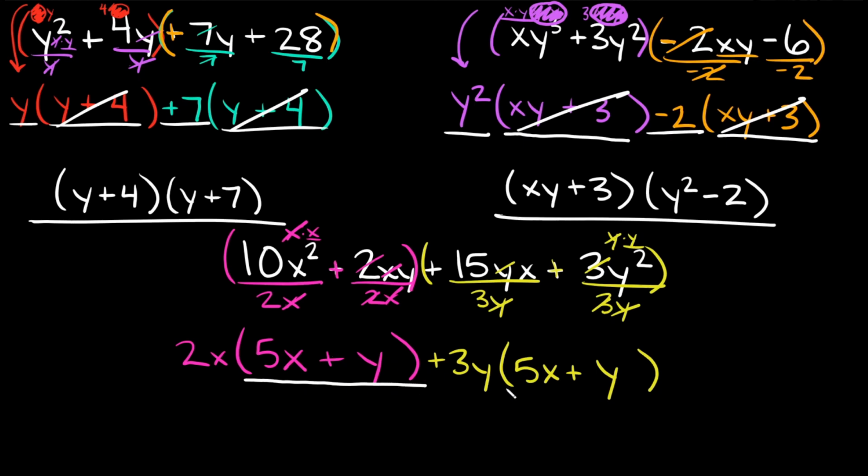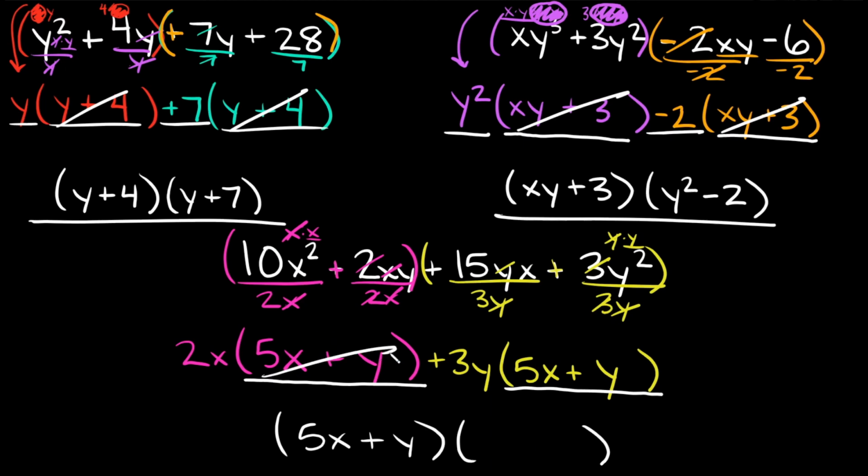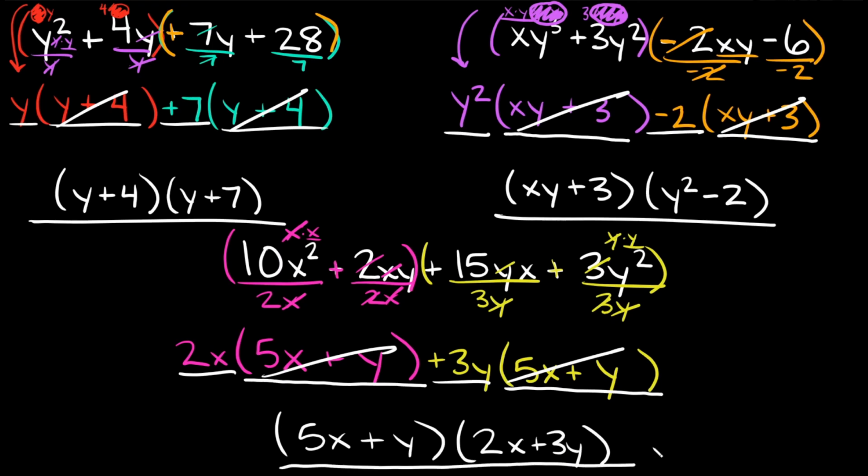So 5x plus y, 5x plus y. That's exactly what we're looking for, that they have the exact same thing. So we're going to write that down, right? 5x plus y. Okay, and then what goes in our other set of parentheses here? Well, we're done with the 5x plus y, right? So we're just left with this 2x and this plus 3y, right? 2x plus 3y, right? So then this would be your final answer.